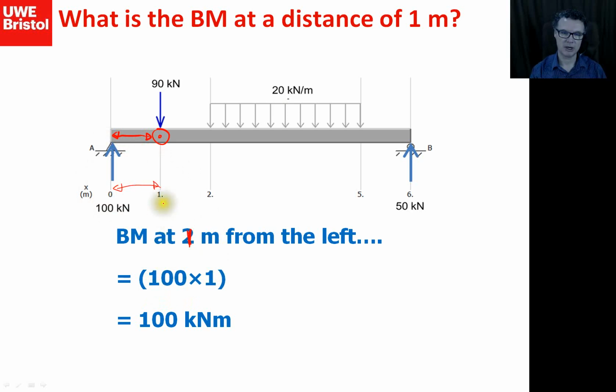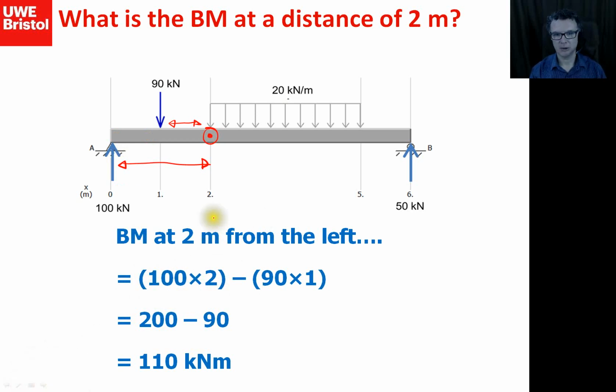Well, the bending moment I can only see there is going to be 100 times 1. Now I'm at 2 meters, so if I'm 2 meters away from the left, what can I see left of me? Well, I've got the 100 times 2 now, and then I've got the 90 coming down, so that's going to be a minus value, so 90 times 1, so it's 1 from there to there. So overall I can then plot that value.